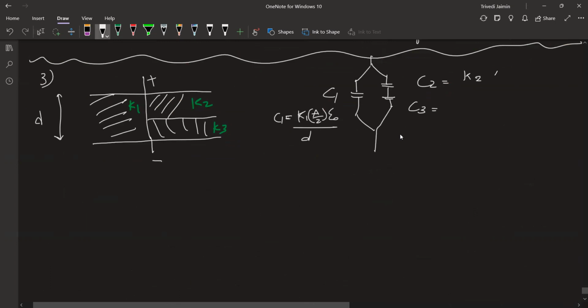K2, this is the first half, this has the second half. So A by 2 epsilon naught D by 2. And the third one, K3 A by 2 epsilon naught D by 2.